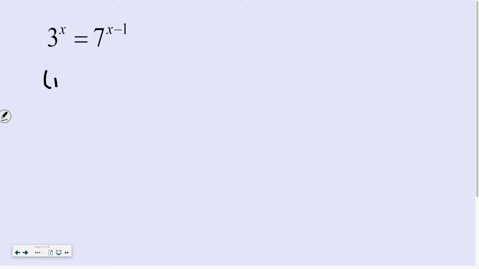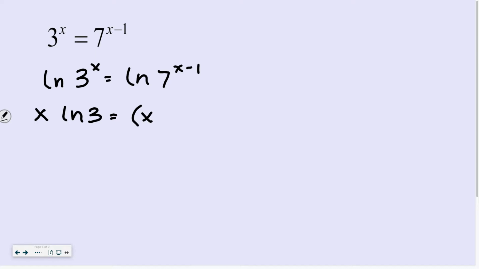Okay, so I'm going to take the natural log of 3 to the x. That's equal to the natural log of 7 to the x minus 1. Alright, then in the tips it said take the natural log of both sides and use your properties of exponents. So thinking about your properties of logs, what can you do if you have an exponent on the back of 3? Multiply it in front, right? Bring it down. So this is really x times the natural log of 3 equals x minus 1 times the natural log of 7.